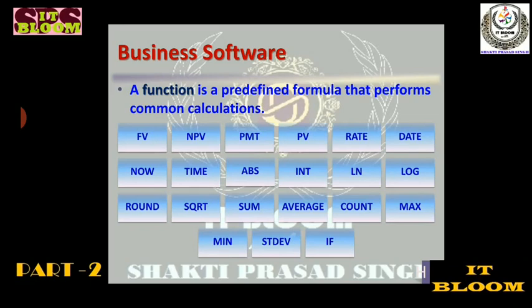Next one is the rate. The Rate function is also a financial function that returns the interest rate per period of an annuity. What is the principal rate? Mathematics students can easily understand that the principal rate is the rate as per which, for this amount or this particular time period, you will get this much amount. That can be calculated with this rate.